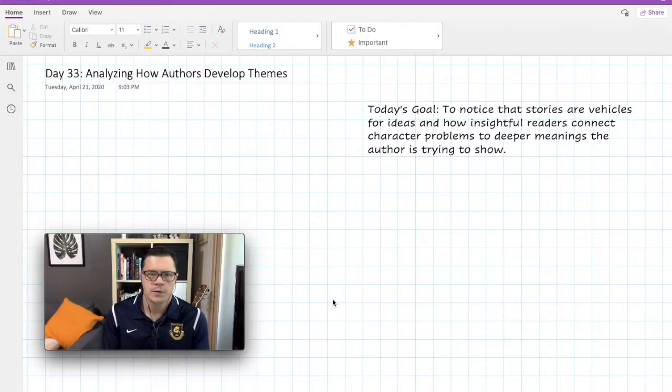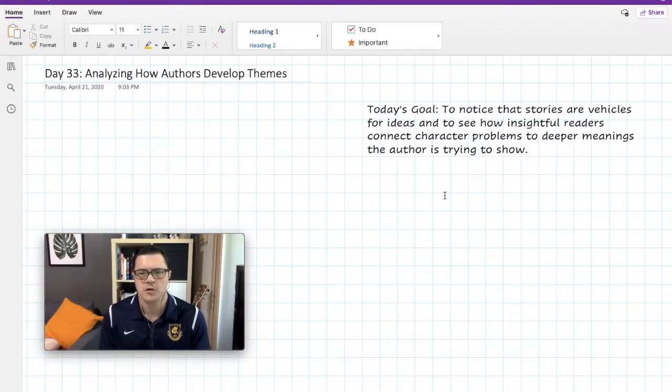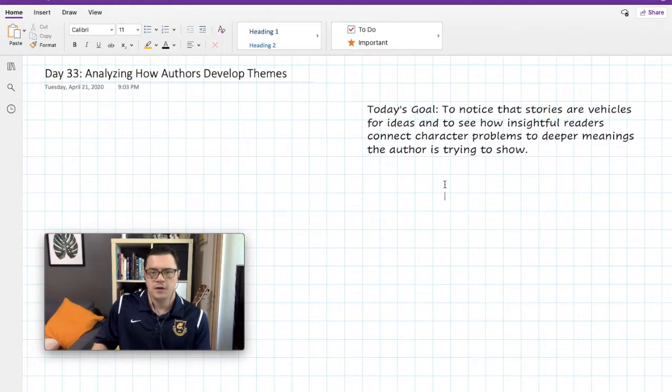And for us, we just started Ben 2 yesterday. So we are thinking about the themes in the fantasy books that we're reading. Our goal today is to notice that stories are vehicles for ideas and to see how insightful readers connect character problems to deeper meanings the author's trying to show.